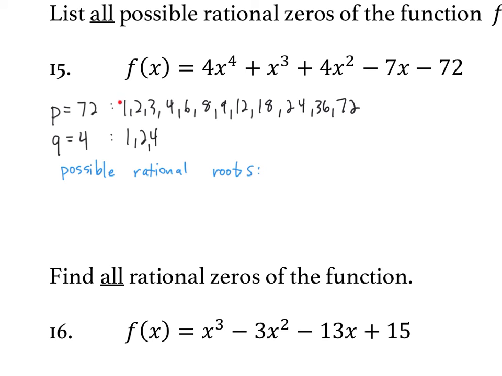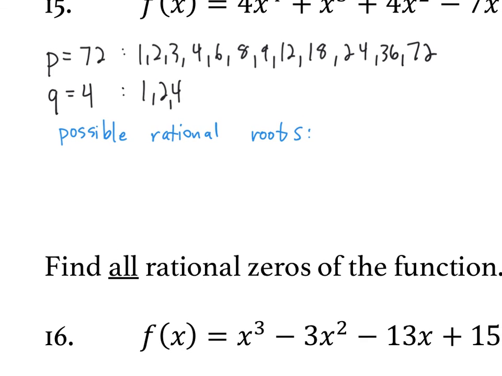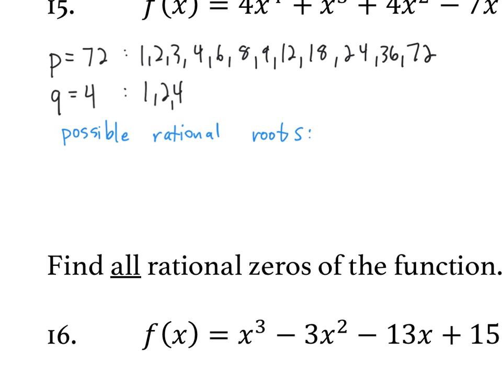I'm going to do 1 divided by 1, 2 divided by 1, 3 divided by 1, 4 divided by 1, so each one of these divided by 1, and then each one of these divided by 2, each one of these divided by 4. I'm going to try not to duplicate them, but we'll see. When you divide each of these by 1, you just end up with the same thing, so these we'll just rewrite.